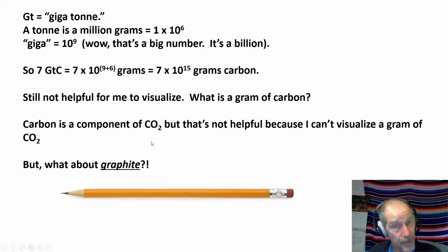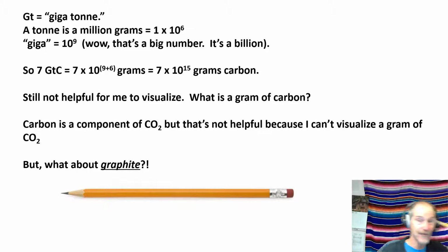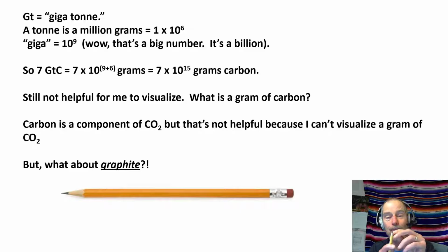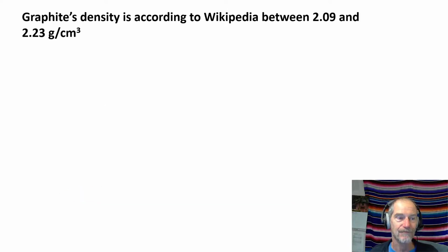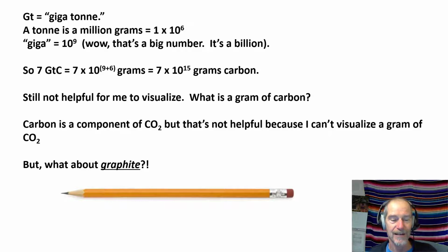Well, I do know a little bit about chemistry, and I know that graphite is pure carbon. So is diamond. But I don't have a lot of diamonds hanging around, but I've got pencils. Graphite is this black stuff inside a pencil. Okay, all right. So 7 gigatons of carbon is the same as 7 times 10 to the 15 grams of graphite. Okay, how am I going to visualize that? Well, let's see.